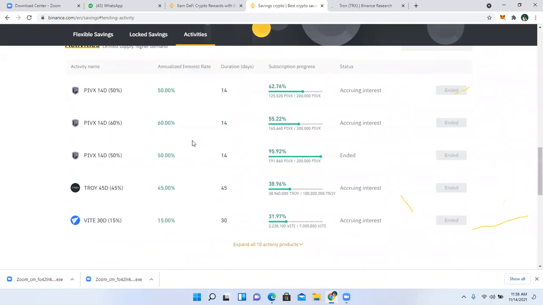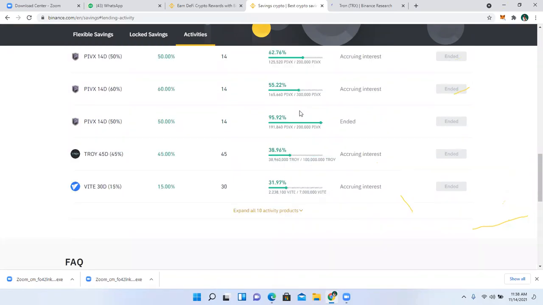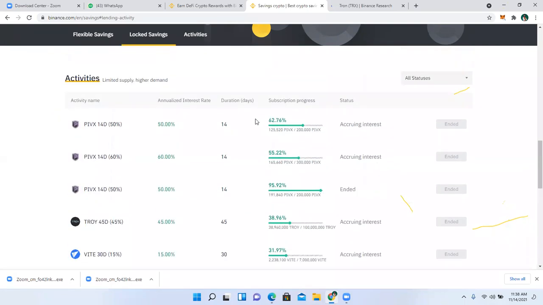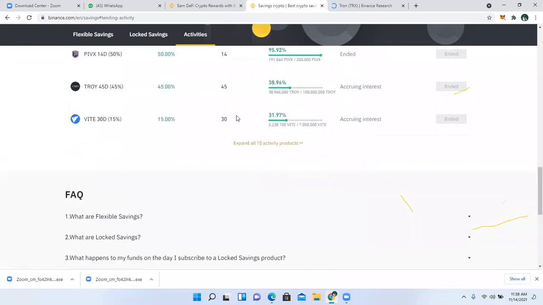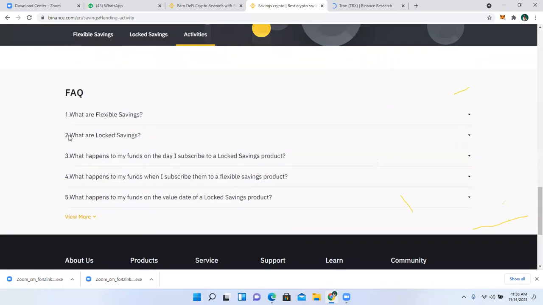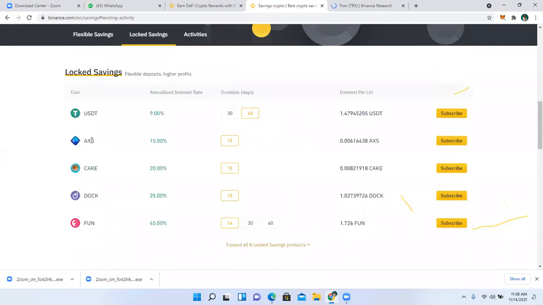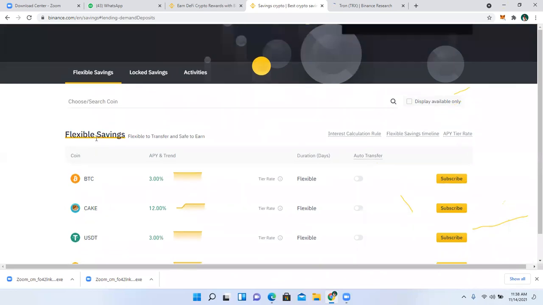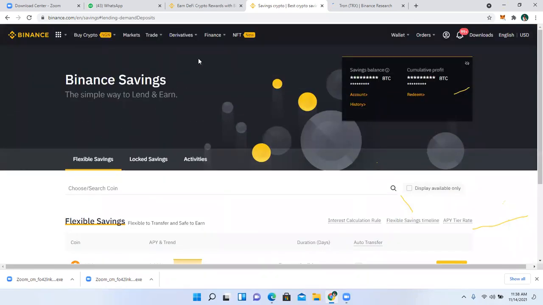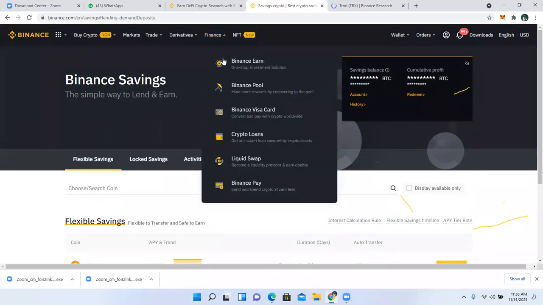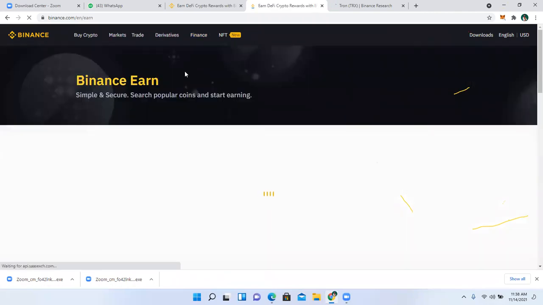Under Activities, these are just subscription programs and savings that have happened before, accruing interest. You can read all about it under the FAQ. So that's Binance Savings, right? Let's go back to Binance.